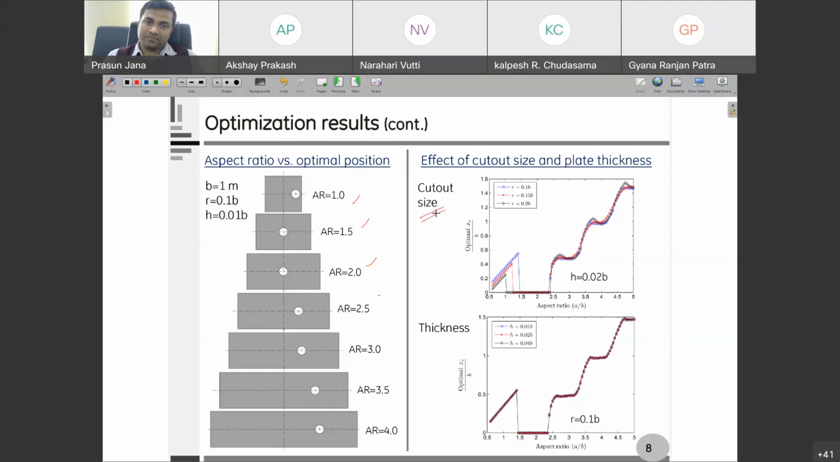These optimal locations are varying with different cutout sizes, and this is for different plate thicknesses. You can see cutout size has a certain influence on the optimal locations. You can see this is changing here, and there are also some changes in these locations. But thickness has a very minimal effect. So if we change the plate thickness, probably the optimal locations of this circular cutout will not change. Okay.